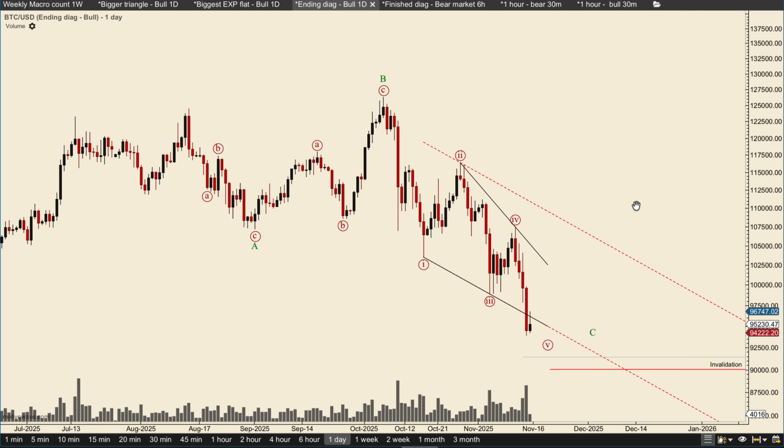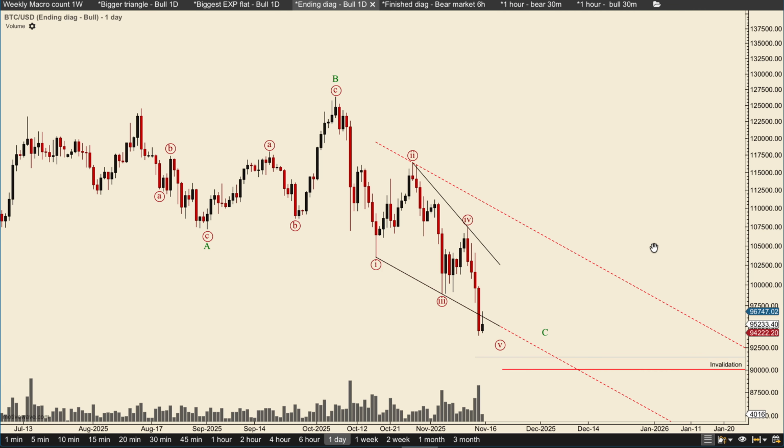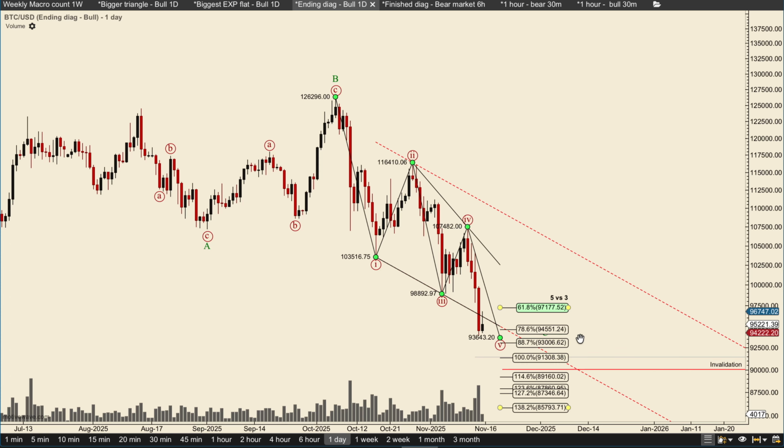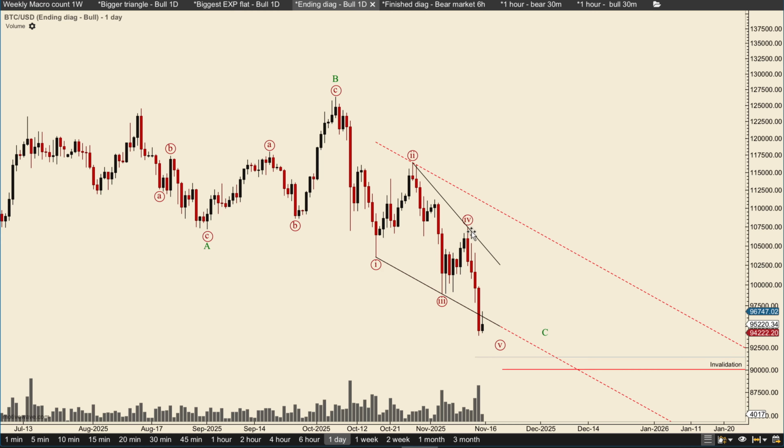And for the ending diagonal, it's also important to know where the invalidation for this is. When does this scenario become invalid? It is by taking out either this or this, and I will explain why I have two lines. So the first line here is if we take wave 5 here and we check when wave 5 becomes longer here, 100% compared to wave 3, then this no longer qualifies as an ending contracting diagonal, because wave 5 cannot be longer than wave 3 in a contracting diagonal.